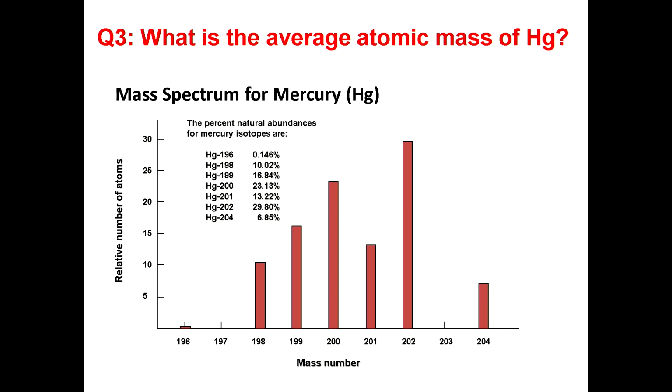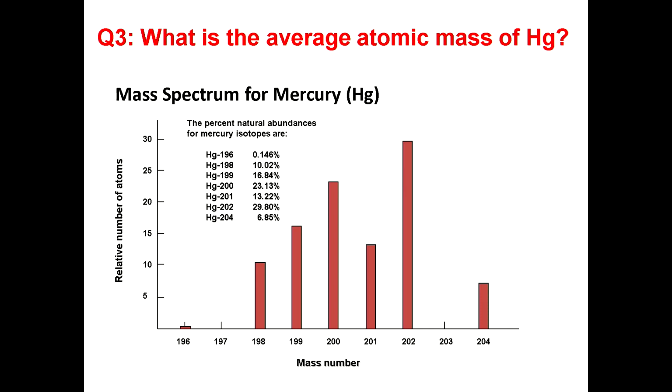Okay, this one has more isotopes. So we can say, for example, this is the mass number, for example 196, 198, 199. And this one, the percent of this isotope with mass 202 is 29.8.